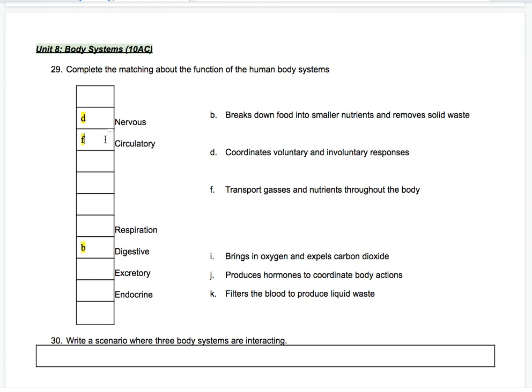I, brings oxygen and expels carbon dioxide. That's the respiratory system. J, produces hormones and coordinates body actions. That's the endocrine system. That's where we get our hormones from. And K, filters the blood to produce liquid waste. That is the excretory system, K.